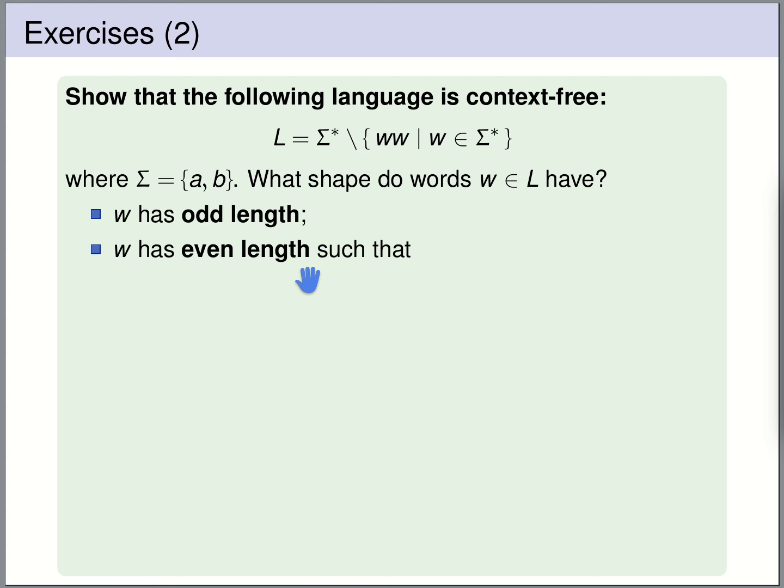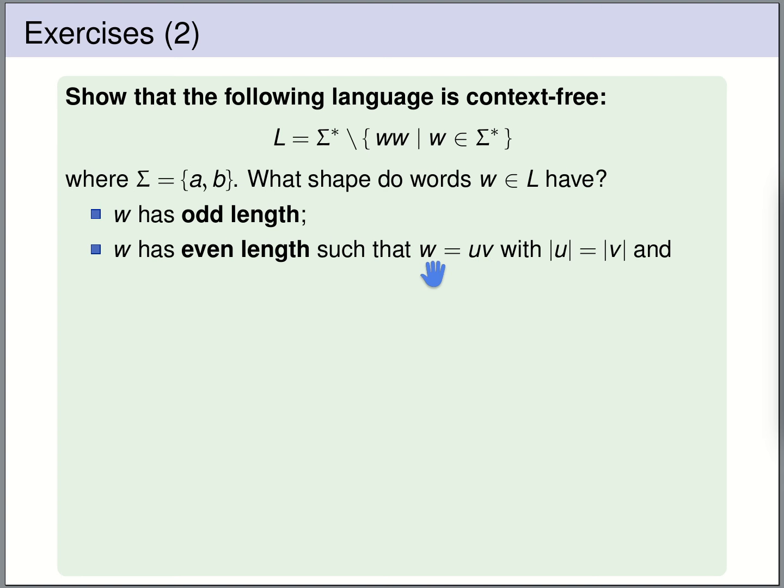Also words of even length are in L if they are not of the form WW. So how do we express that a word is not of the form WW? So if the word has even length, then it means that we can take it apart into two parts that have the same length.